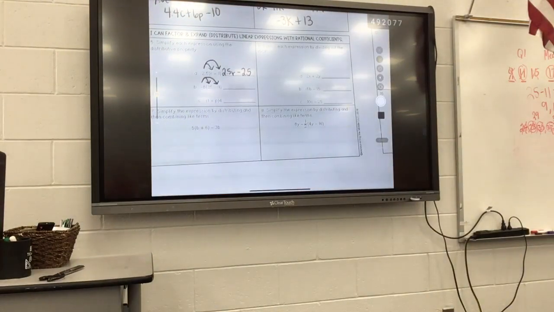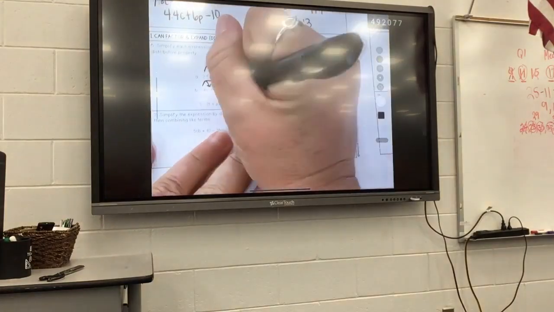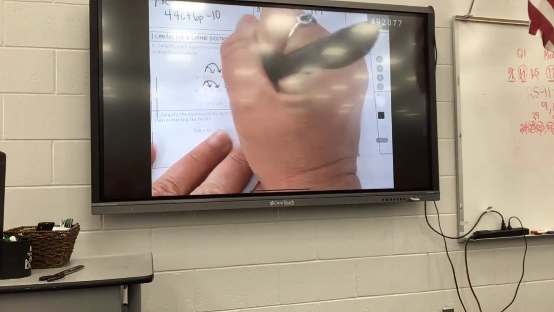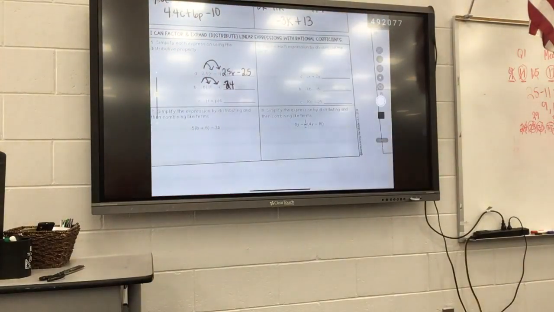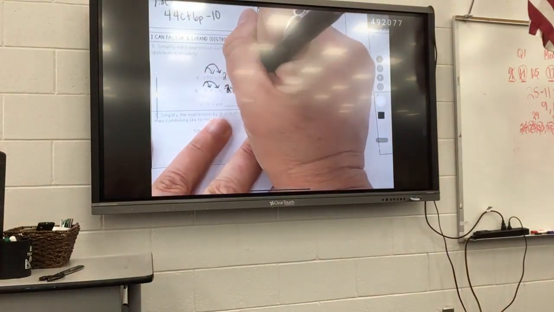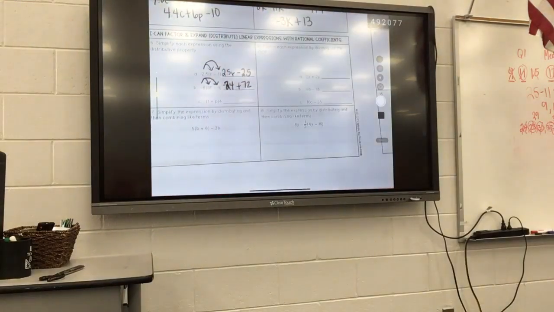All right. The next one, we're going to distribute our negative 8. So we have negative 8 times 3f becomes what? Jackson? Negative 24f. And then we have negative 8 times negative 9. What does that become? Raheem? It would be plus 72 because both are negative. Perfect. Because we multiply the negative times the negative, that becomes a positive. Does that make sense?